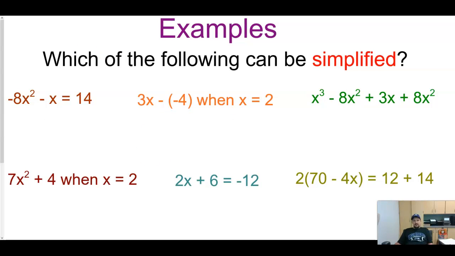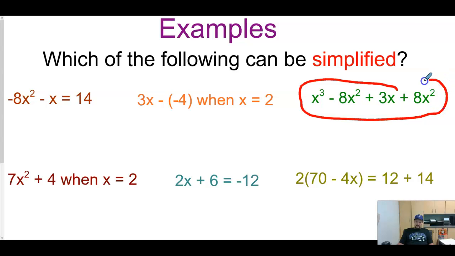Okay, which ones can be simplified? Simplified, we're looking for expressions that we can combine like terms. So we don't have this one. This has an equal sign that you can solve. This is saying when x equals 2, so we'd plug that in, so that's not simplified. Here we just have an expression that we can combine like terms. We can combine the x cubed. Well, that's the only one. But we could combine these x squareds. So there's something we could simplify.